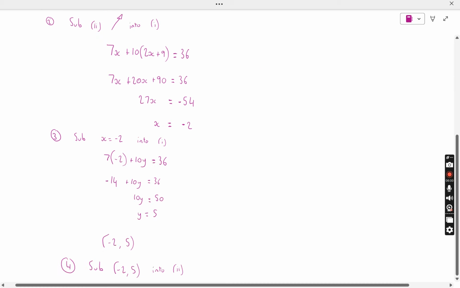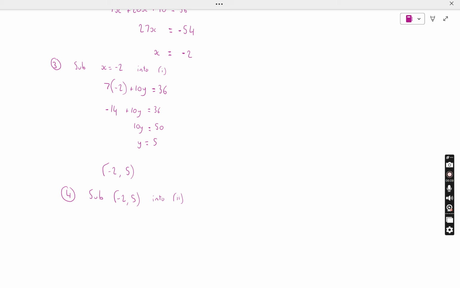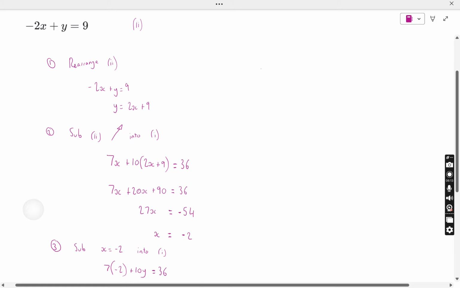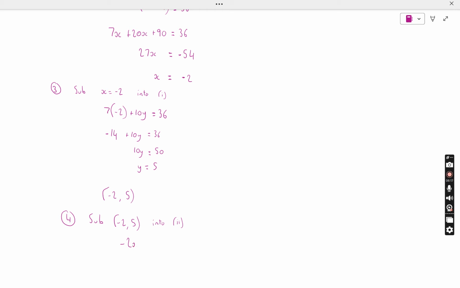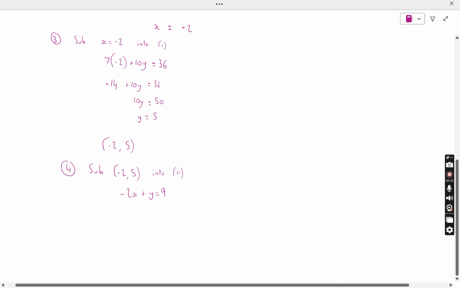Actually, how about I rewrite all of equation 2 to make it nice and simple. So right at the top we had -2x plus y equals 9. Let me just check that that's correct. Yep. Now from here I'm going to substitute it in so you can see what I'm doing.